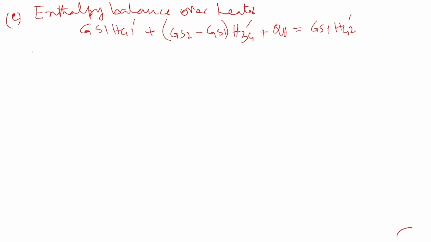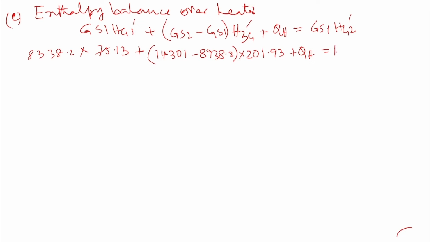We will be putting in 8938.2 into the enthalpy value 75.13, plus 14,301 minus 8938.2 into 201.93, plus this QH we need to find out, is equal to 14,301 into 202.4. So, after manipulation we get QH equal to 1.14 into 10 to the power 6 kilojoule per kg.